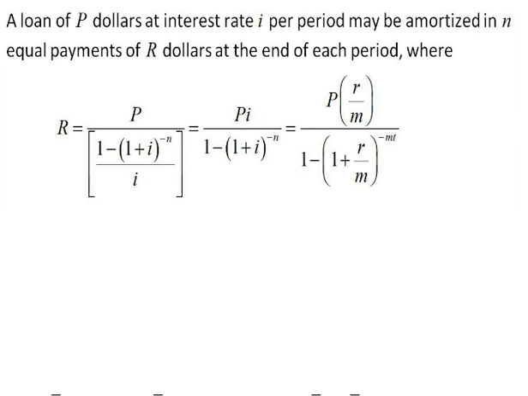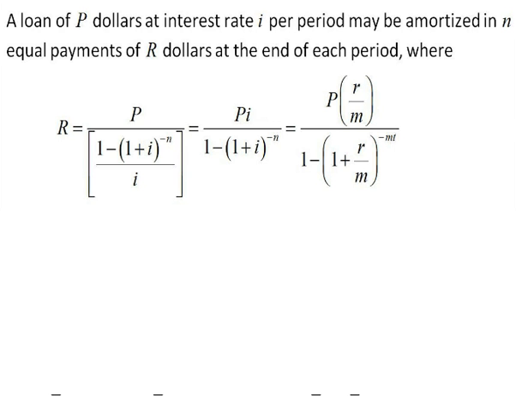Now, suppose you have a loan of P dollars at an interest rate of I percent per period, which may be amortized in N equal payments of R dollars at the end of each period. So you're borrowing P dollars, where R is how much you'll have to pay each period, I is the interest rate per period, and N is the total number of payments you're going to have to make.